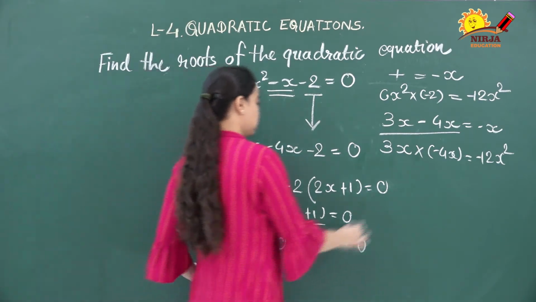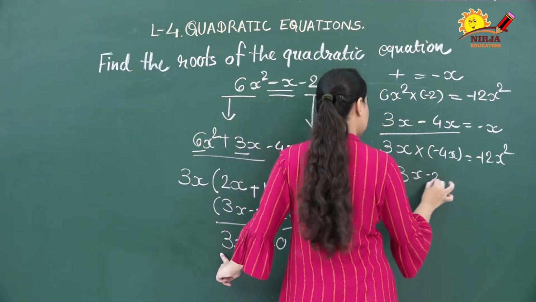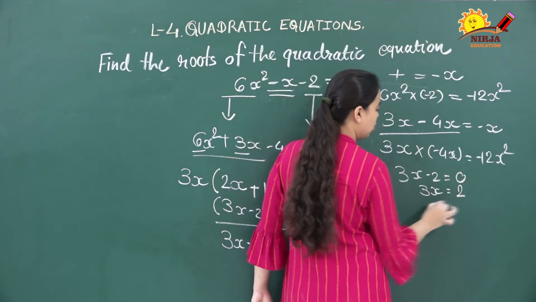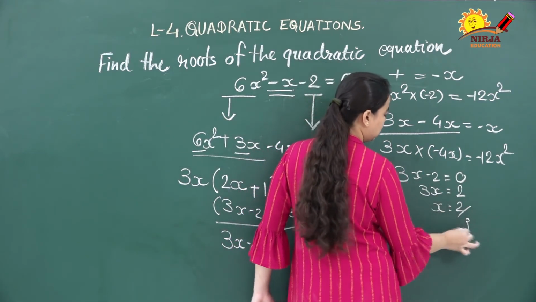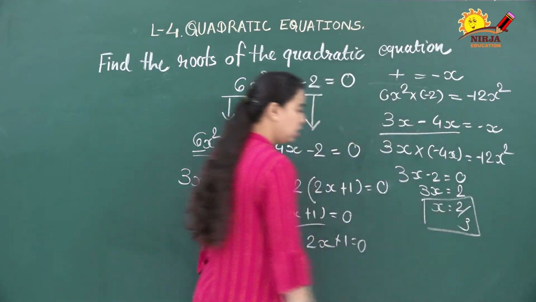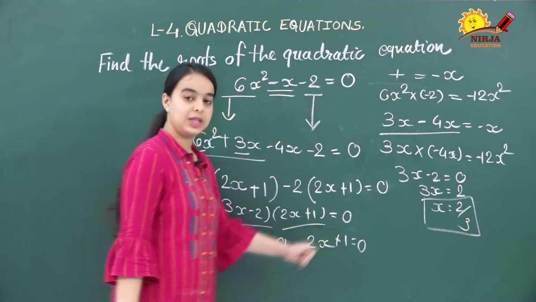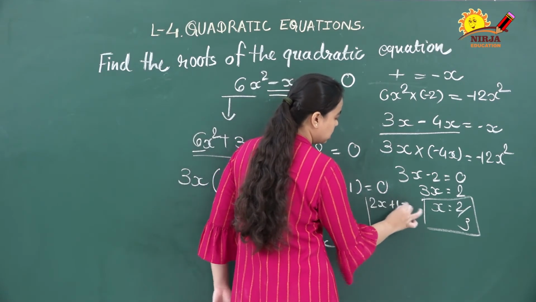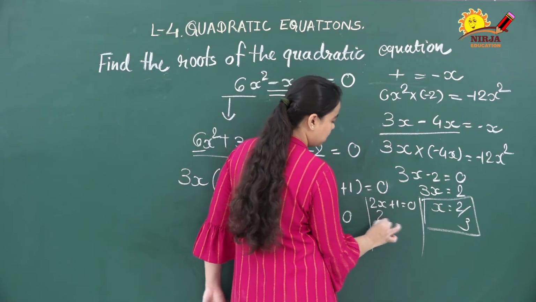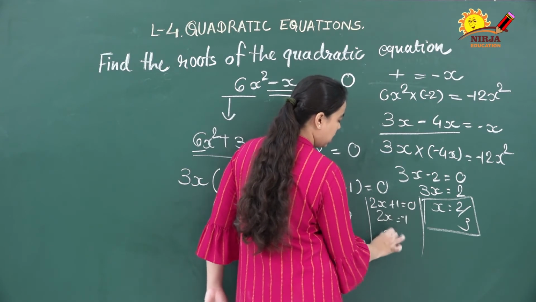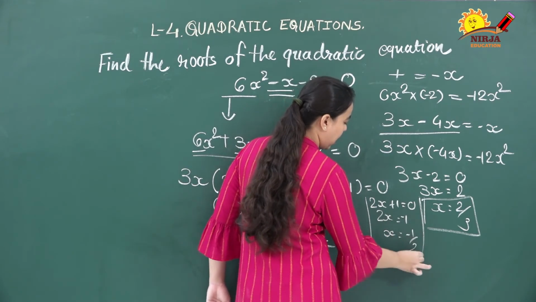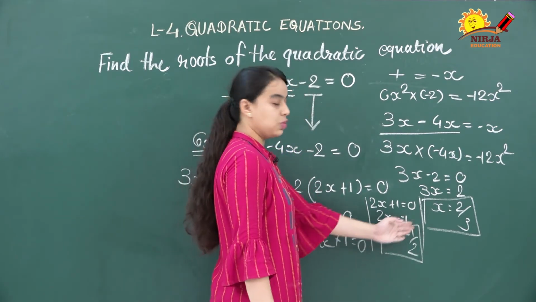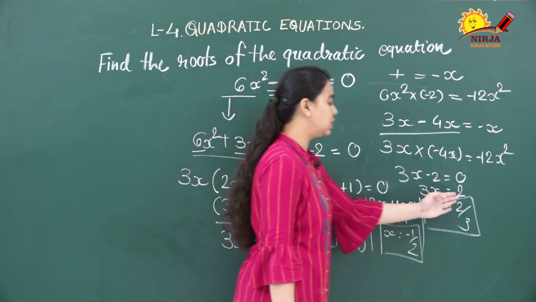Let's solve the first one. 3x minus 2 is equal to 0, so 3x is equal to 2, x is equal to 2 by 3. This is one solution. Now the other term, 2x plus 1 is equal to 0. That means 2x is equal to minus 1, x is equal to minus 1 by 2. We got two solutions here: x is equal to minus 1 by 2 and x is equal to 2 by 3.